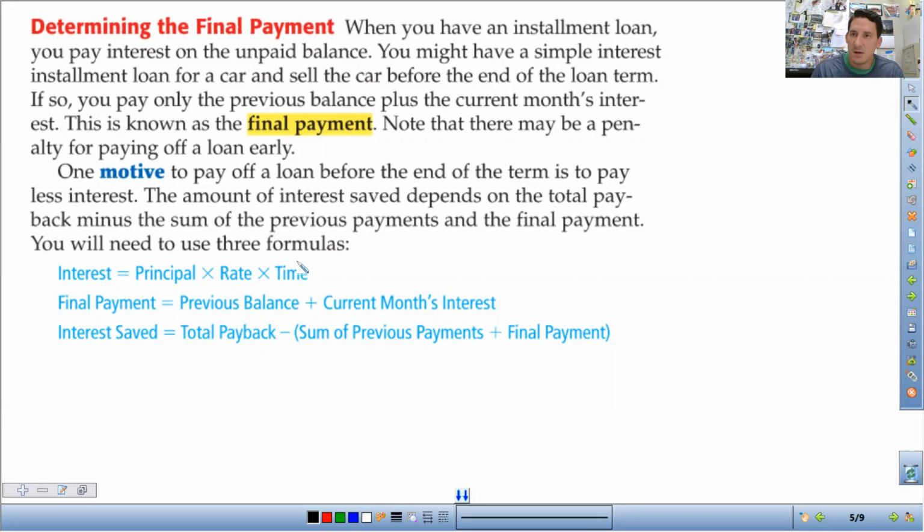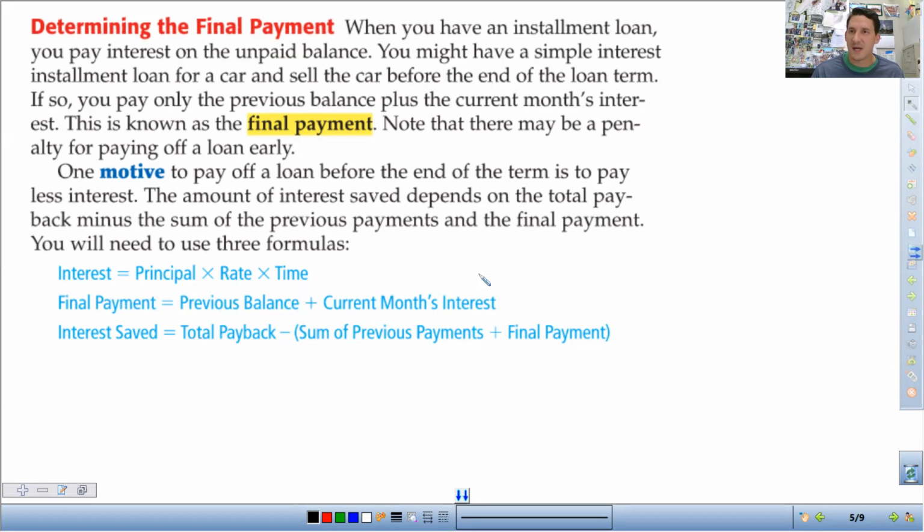They're at the top of the worksheet for the assignment today. The interest formula is the same one we used last time. It's the principal times the rate times the time. Time is going to be 1/12 again because we're doing one month's worth of interest. And then the final payment is the previous balance plus the current month's interest. So this is pretty easy stuff. It's pretty similar to last week.